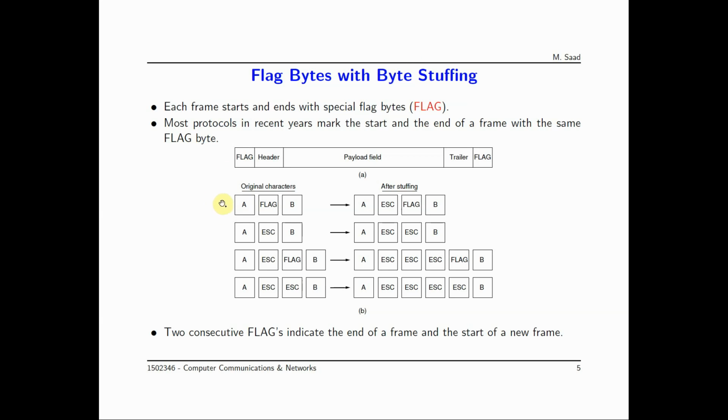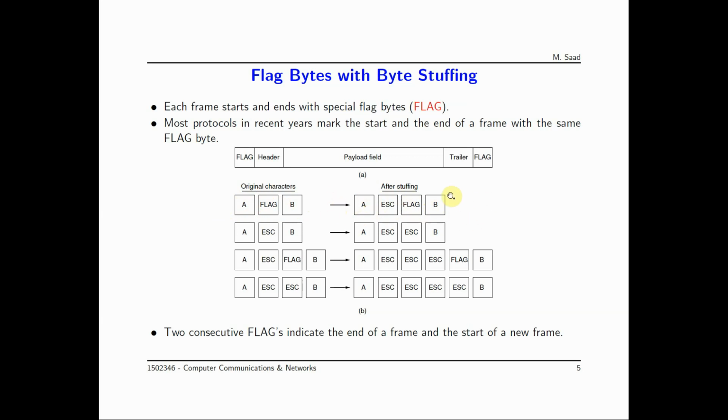Okay, so we have a flag at the beginning and a flag at the end. But before sending, the sender goes through the frame, and whenever it sees a data flag, it will add an escape before the flag. So instead of sending A flag B, the sender would send A escape flag B. That's in addition to the flag at the beginning and the flag at the end.